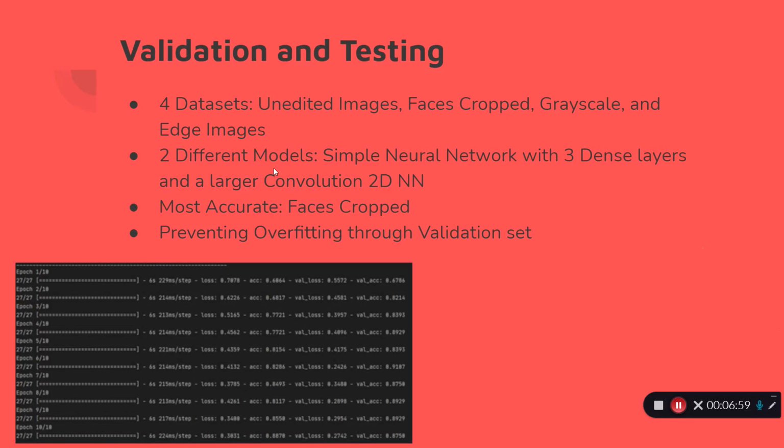So for validation and testing, we tried it with basically 4 different data sets. The first data set was all the unedited images we collected, but those had backgrounds and extra information that was not necessary for detecting a mask. The second data set was what Greg talked about. He used OpenCV to crop the faces out. These were colored images with just the faces and the mask. We then turned that to grayscale as well to test it with that.